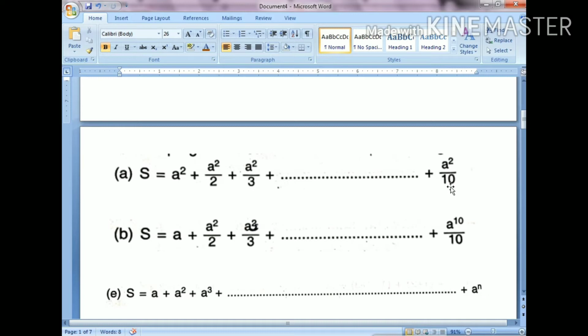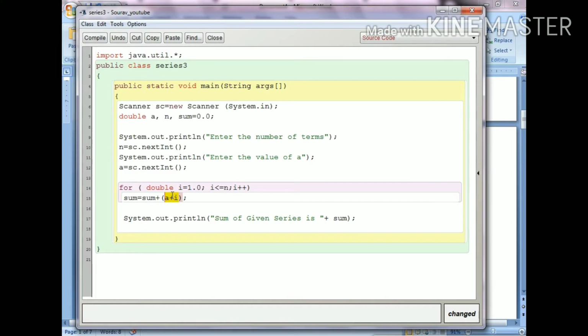Now question number B. In that section you will see the first numerator becomes a, the second numerator a square, the third numerator a cube, that means the fourth numerator becomes a4, the fifth numerator becomes a5, and the denominator will be 1, 2, 3. I will discuss the question number B. So I copy this code.